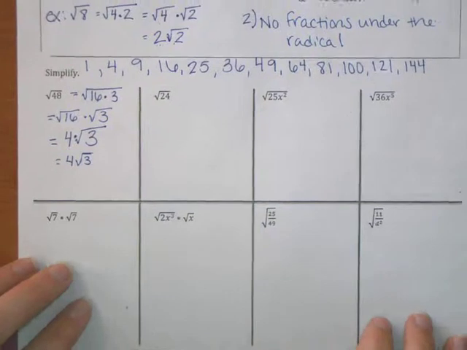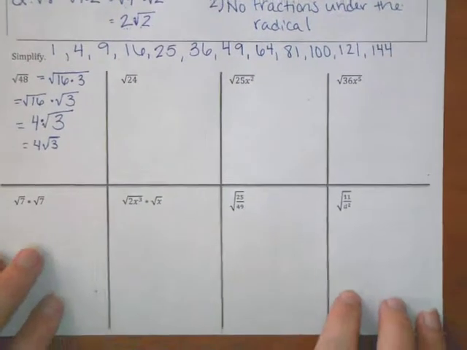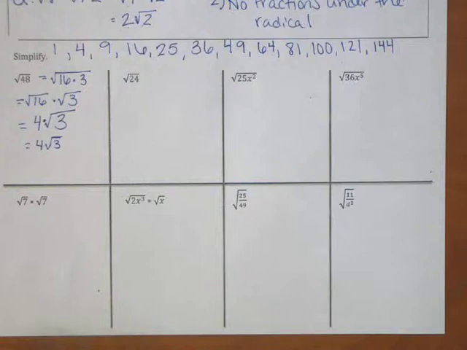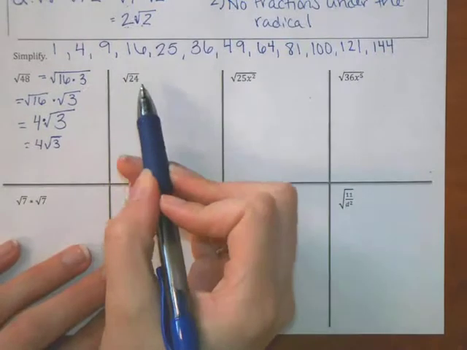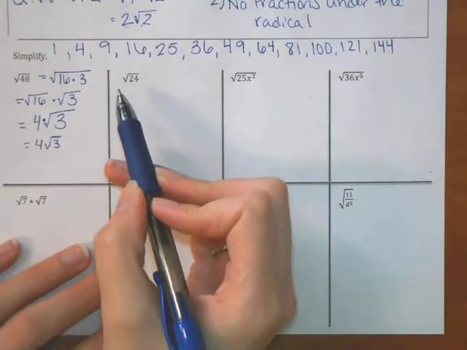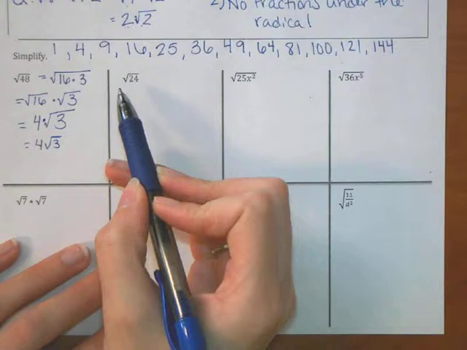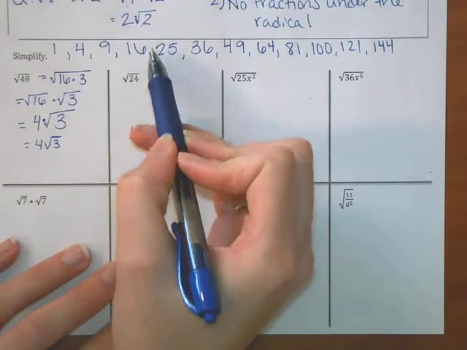Do one more that's very similar before we ramp up the difficulty. So is 25 a perfect square? Or is 24 a perfect square? Absolutely not. It's not. So it starts right here.